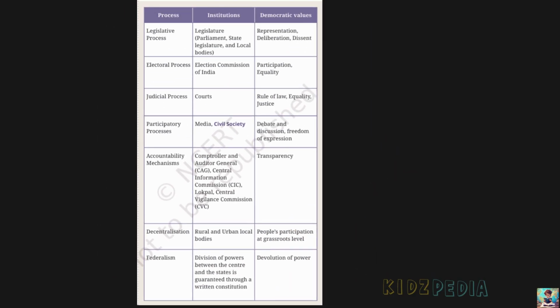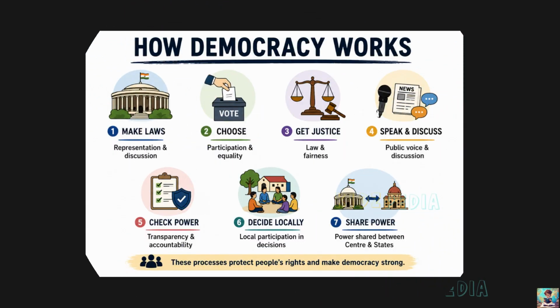So this table is simply showing us that democracy is not just about voting. People should be represented. They should be able to discuss and disagree. They should be able to vote. They should be able to get justice. They should be able to speak about their problems. And the government should be answerable to them. People should have a say in local decisions, and power should be shared between different levels of government. All these things help democracy work properly.